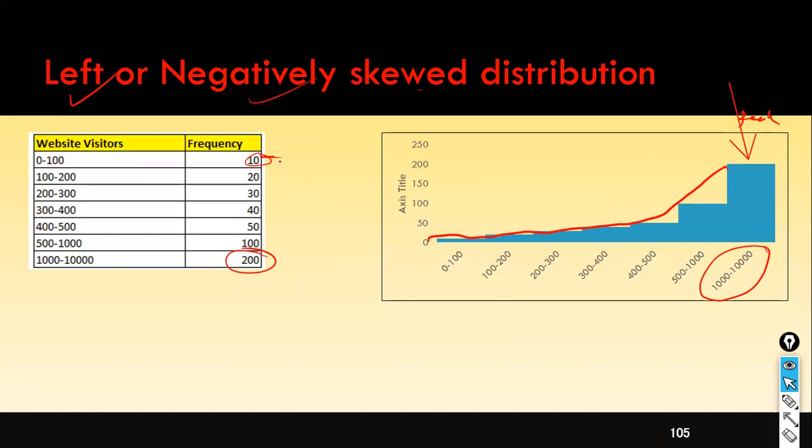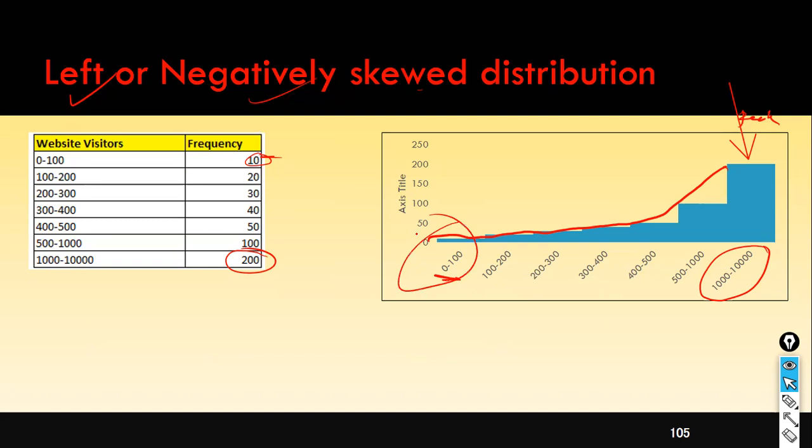Okay, we can make out without using the formula itself. Since there are only 10 instances in this range, it is quite different from others, right? Hence, it is an outlier. So with this, you can quickly identify it here. 0 to 100 is an outlier here. We can see some kind of outlier here.